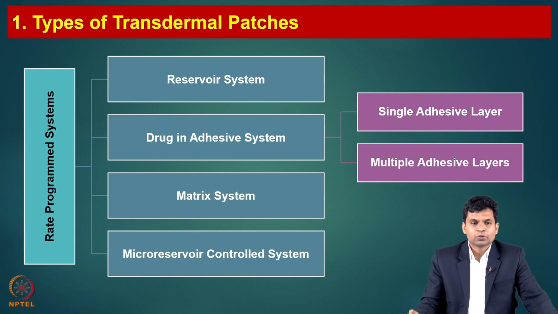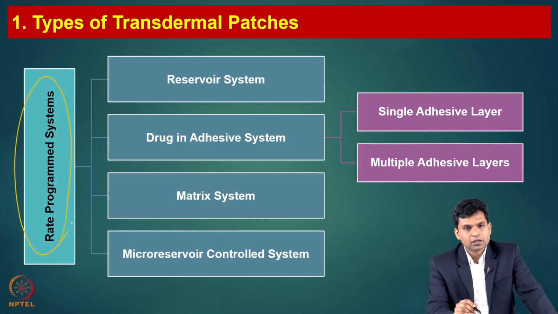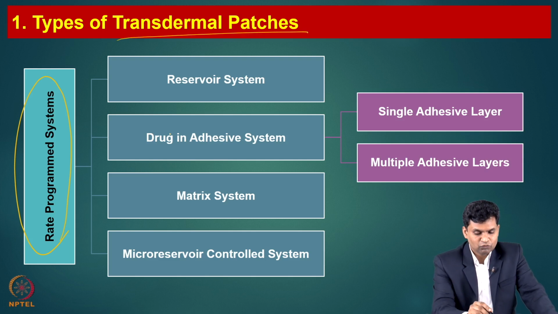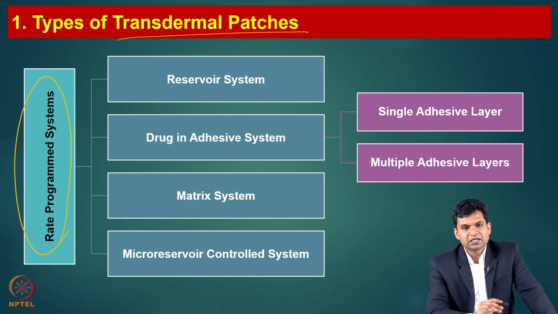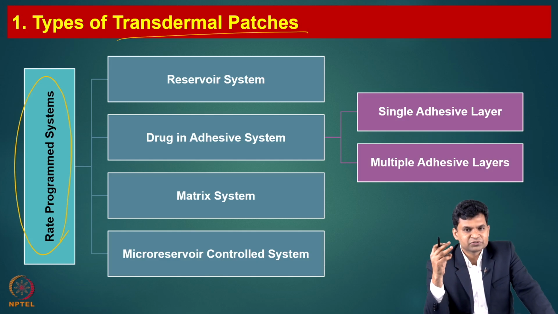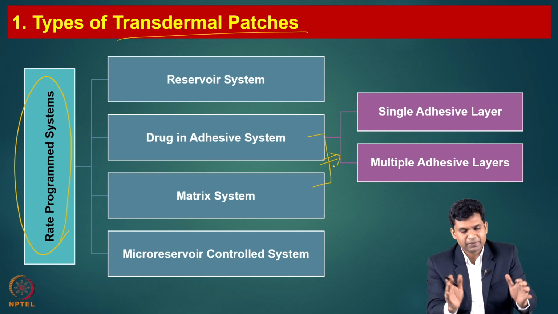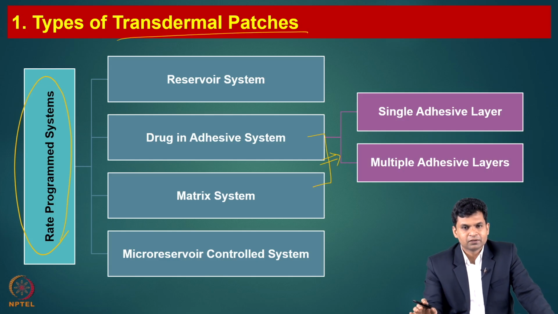Based on the rate programmed systems, these transdermal patches can be classified into 4 categories. In the references, the published literature and reports, you will sometimes see only 3 classifications, where some of the authors combine these 2 into one system. But anyhow, today we are going to discuss 4 different types of transdermal patches.